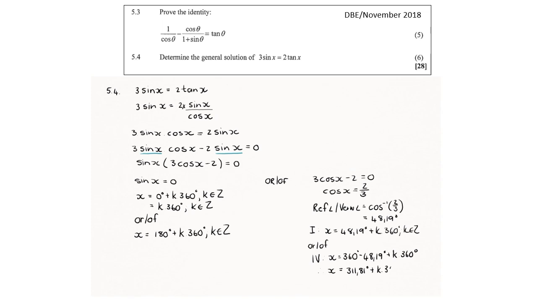Let's look at the mark allocation for this question. This question counted 6 marks. You get 1 mark for using the quotient identity, sine x over cos x, 1 mark for the correct factors, 1 mark for the first general solution, 1 mark for both of the second general solutions, and then 1 mark if you wrote k elements of integers.